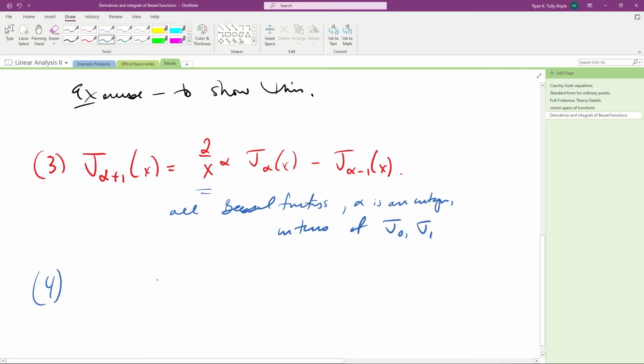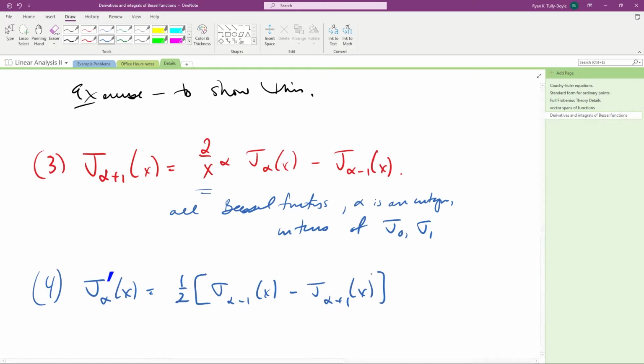The fourth computational property that we're going to want is that the derivative of a Bessel function of a given order is a combination of the Bessel function of the previous order and the Bessel function of the next higher order. Again, this is going to allow us to say more when alpha is an integer.